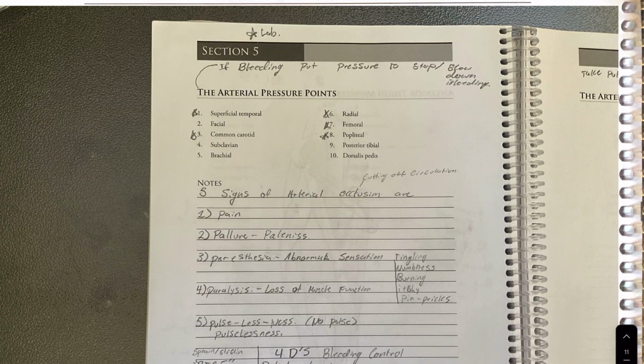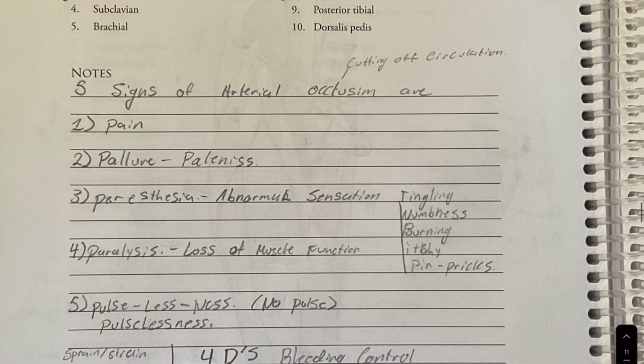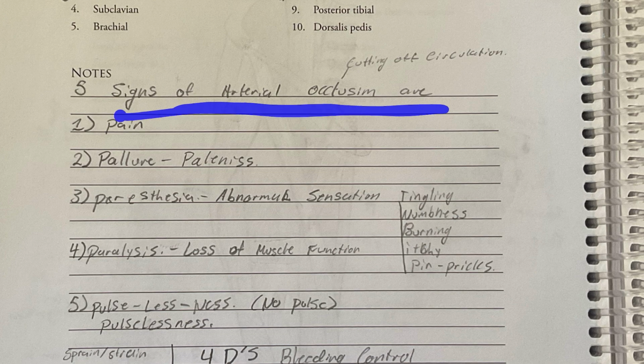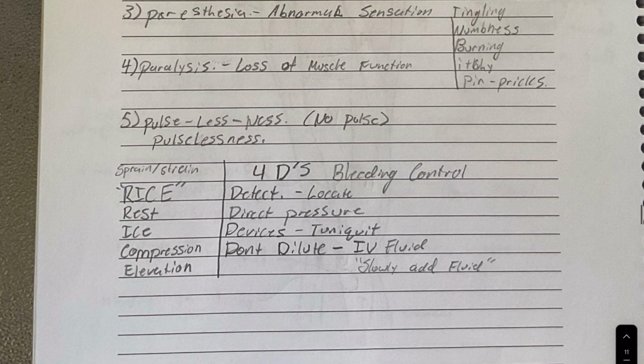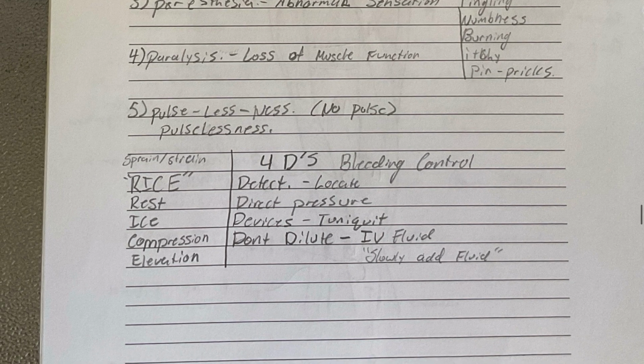Okay. So 5 signs that there is some circulation cut off is: number 1, there's pain. Number 2, they have paleness. 3 is paresthesia, or abnormal sensation. So this is like tingling, numbness, burning, itchy, or pinpricks. Number 4 is paralysis. Number 5, we're going to have the pulselessness, no pulse.